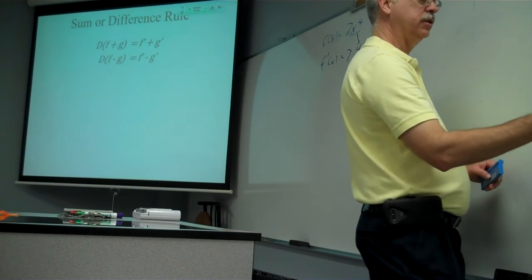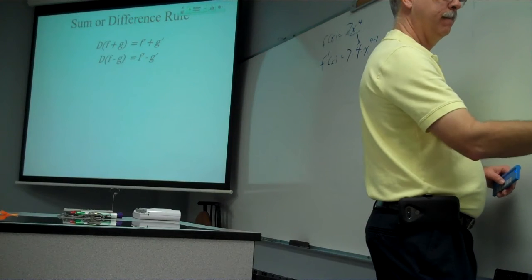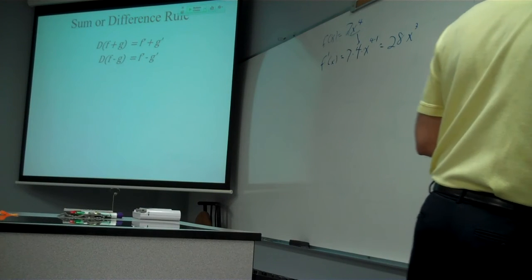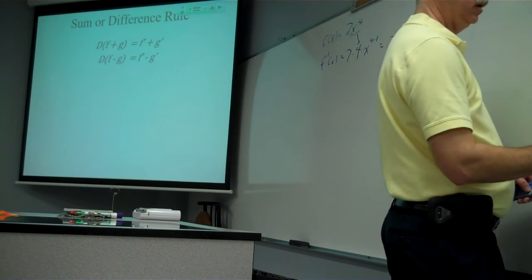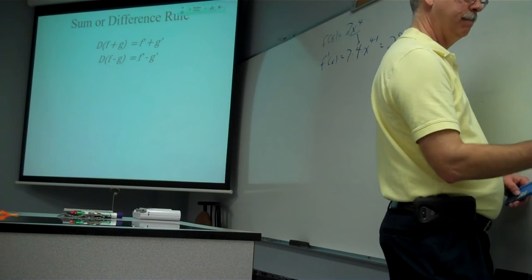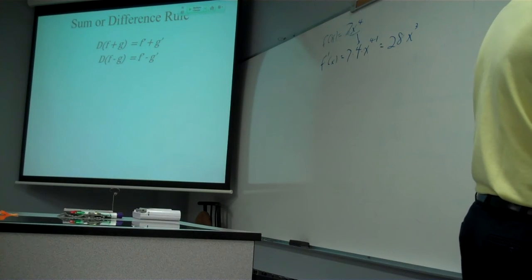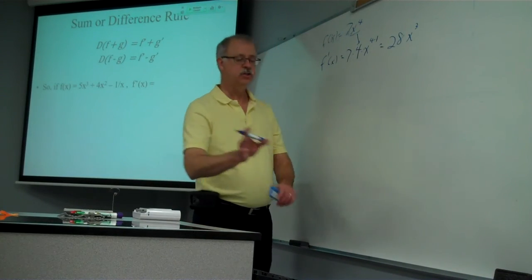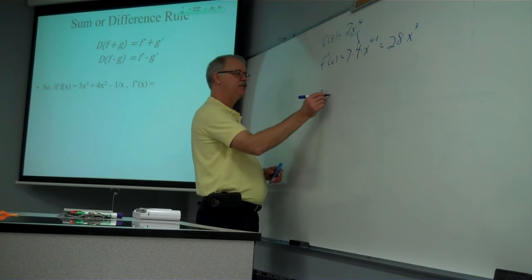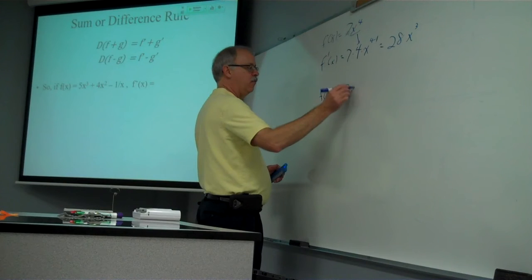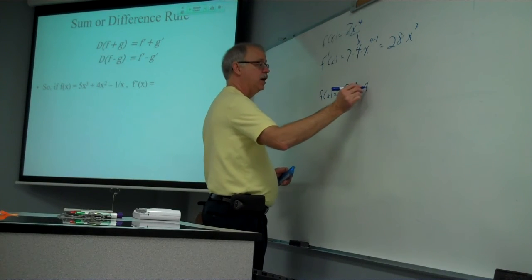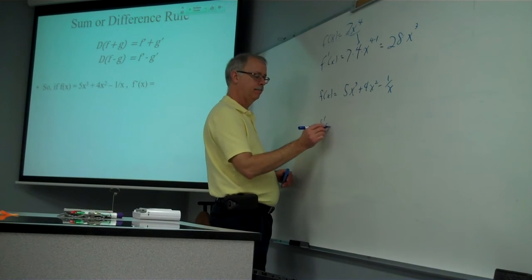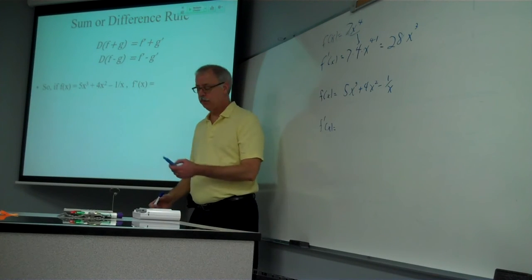If we are adding functions, their derivative, we just take the derivative term by term. Or if we are subtracting functions, we take those derivatives term by term, and we add or subtract accordingly. So now we can see things like the example I unfortunately erased here. F of x equals 5x cubed plus 4x squared minus 1 over x. We should be able to take the derivative of that.